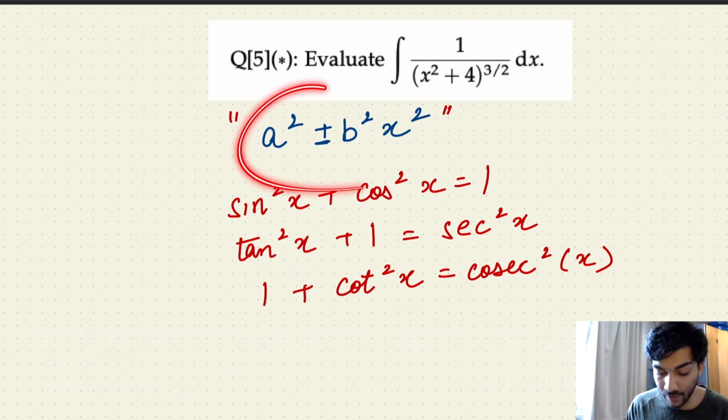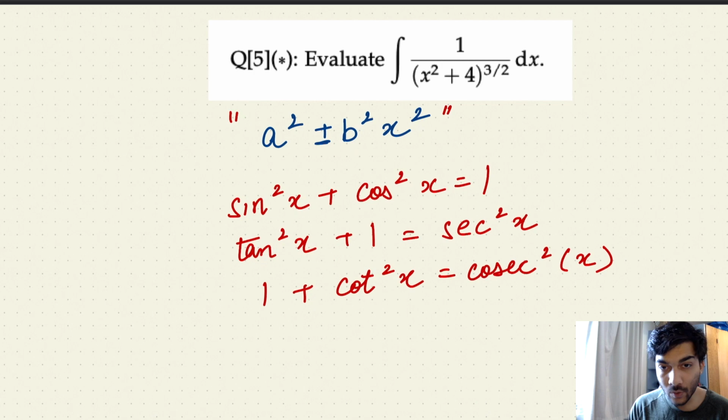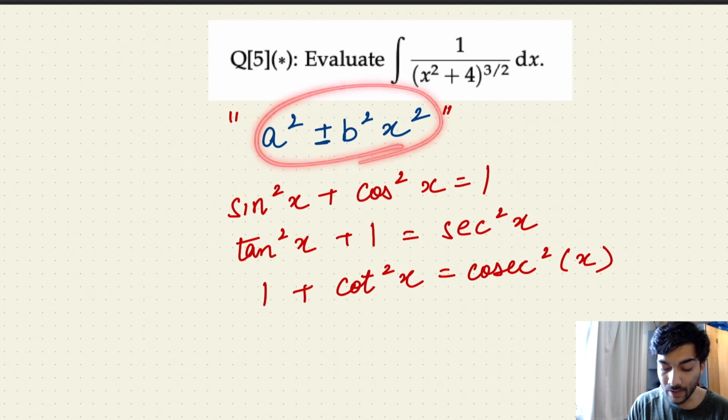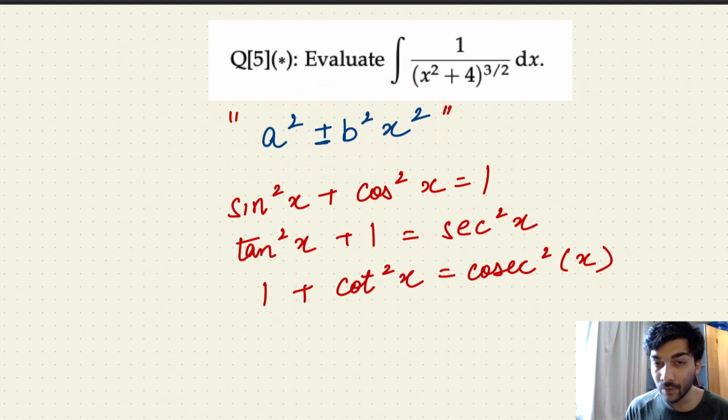Whenever you have an expression like this, for example, let's say 3 square plus 4 square x square, or 3 square minus 4 square x square. Whenever you see such a pattern, for example, in this question as well, you see an x square plus 4 expression over here, which relates to this expression, right? If we assume b to be 1 and a to be 2, we can write this expression as simply x square plus 4 as well, right?